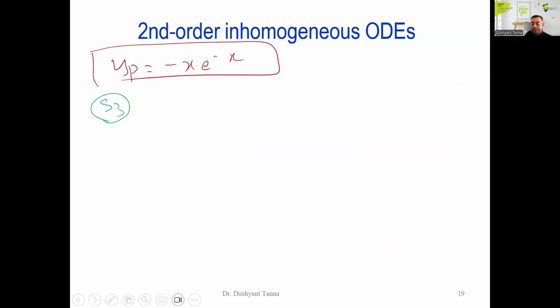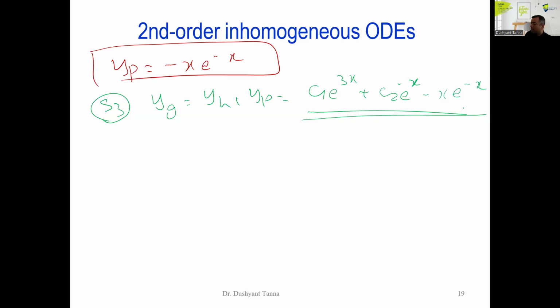What is our step 3? yg equal to yh plus yp. yh was c1 e raised to 3x, c2 e raised to minus x. Doesn't matter where you write c1, c2. It's all the same. Minus x e raised to minus x. This is my y.